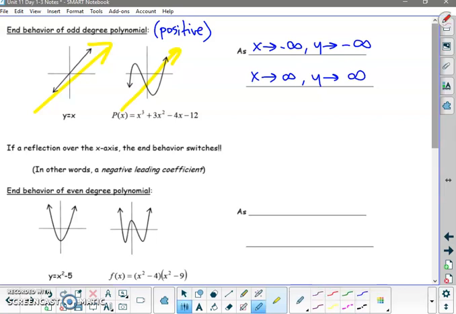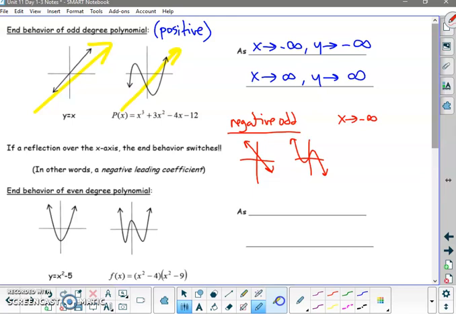Now, I want to take a second here to talk about a negative odd degree. All right, if you just think of a linear, it's kind of easy to see, general downward flow. If you think of a cubic, it's the opposite of what you see up above. So this end behavior is going to be as x approaches negative infinity, y approaches positive infinity, and as x approaches infinity, y approaches negative infinity. So basically the opposite of up above.